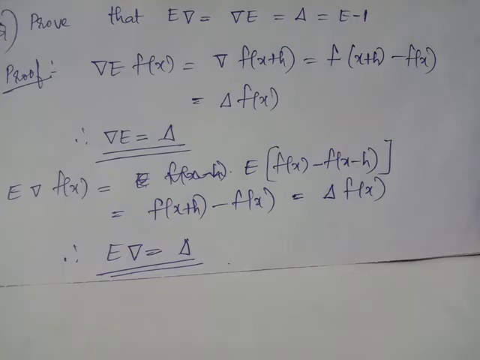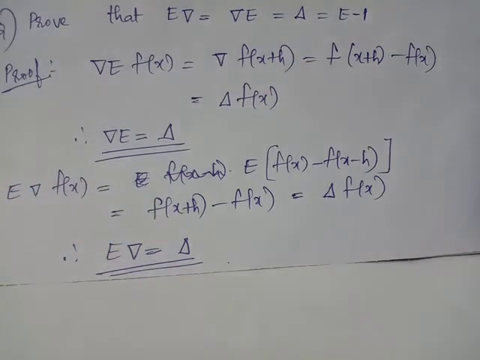But this can also be expressed as the forward difference operator acting on input f of x, because when the forward difference operator gets f of x as input, this is the same output displayed. Thus we obtain the conclusion that giving f of x as input to operator E del is exactly the same as giving the same input f of x to the operator delta. Thus we have E del equals delta.